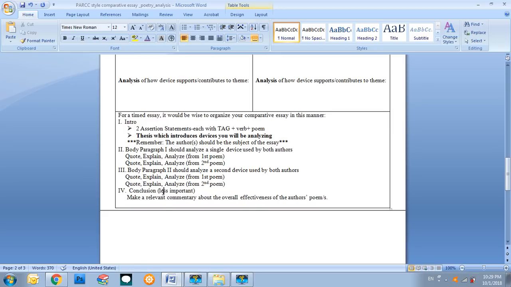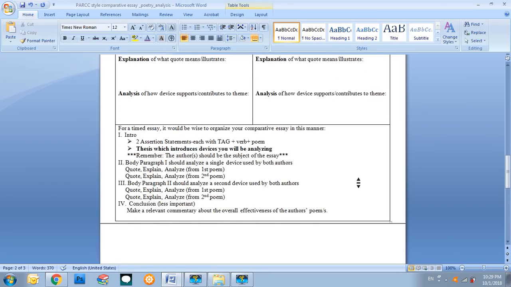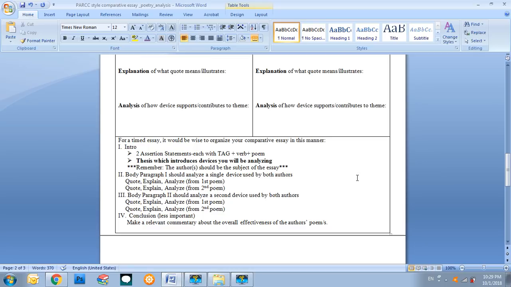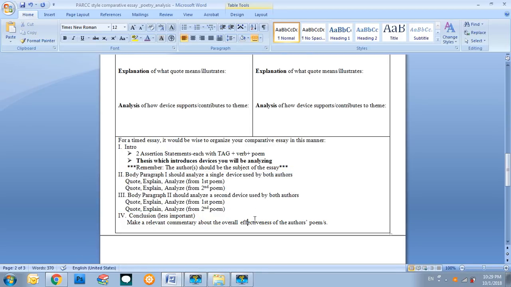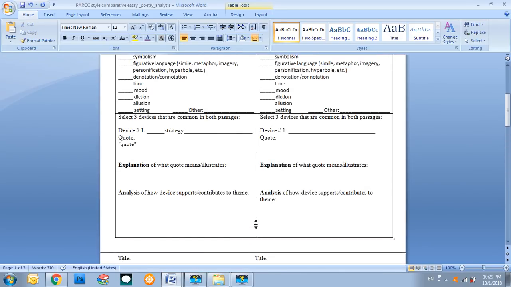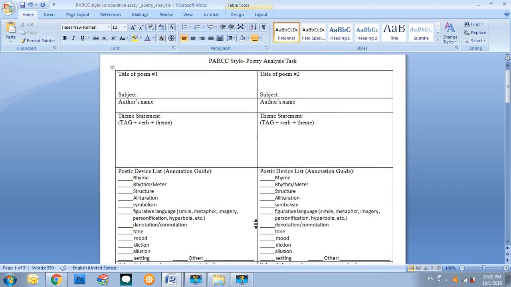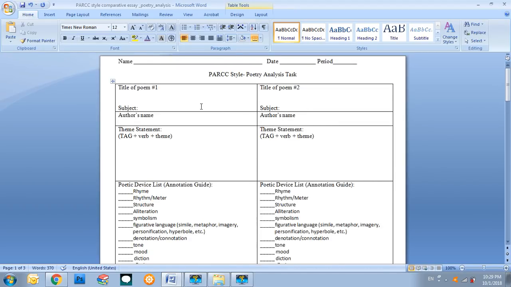And then the conclusion, make a relevant commentary about the overall effectiveness of the author's devices and strategies in that poem. For a timed essay, the conclusion is going to be less important because the body of the essay is going to be the heart of what you're talking about. And so use this as an example to kind of write your own comparative analysis essay. And then obviously, right, you would do the same thing on both sides.